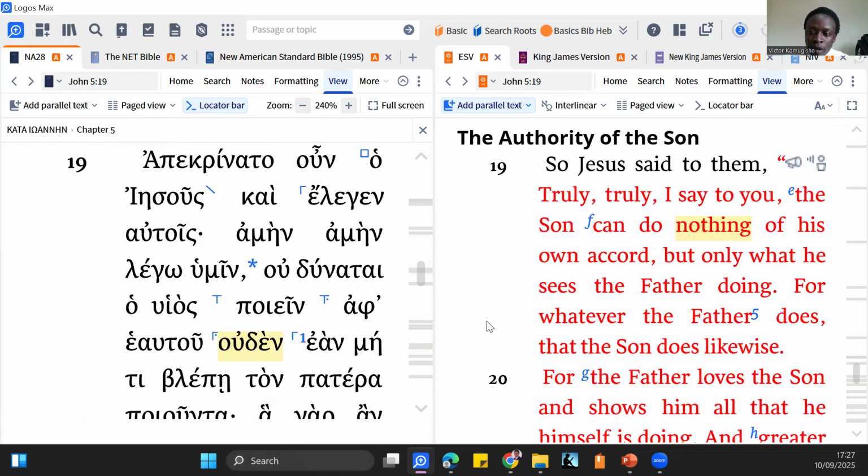So I'm looking at the Greek word for the word nothing. Okay, so you see here on the right, it's highlighted yellow. It is the omicron and epsilon, just like now soup. Okay, just like now soup. So this becomes uden. So I pronounce the omicron and the epsilon as a single letter.